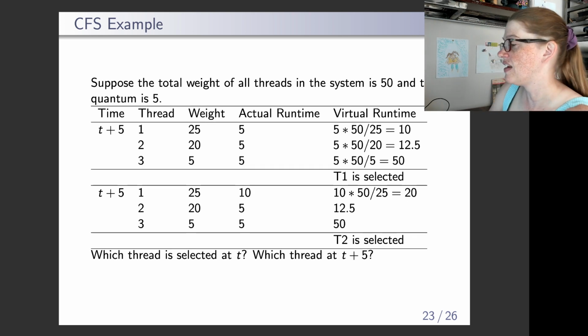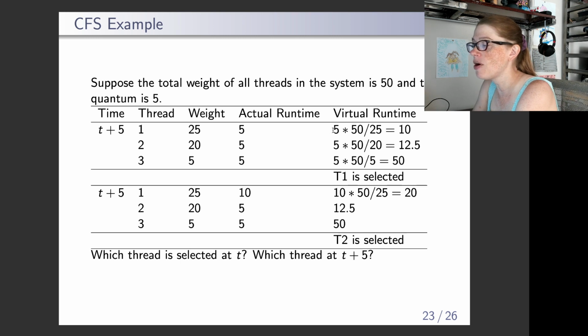So if we go on to the next slide, here are the answers. Again, you're multiplying actual runtime by the weight of all threads divided by your weight. In this case, thread 1 is going to get to go because it has the lowest virtual runtime. So only thread 1's actual runtime is going to increment by 5 because that's our quantum. The other 2 threads stay the same because the system hasn't changed in any way. And your virtual runtime is now 20 units. So now we will select thread 2 to go next.